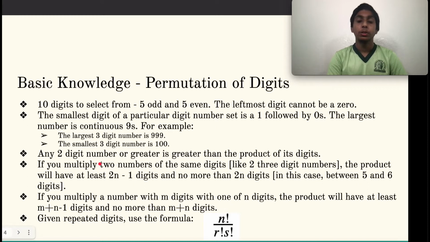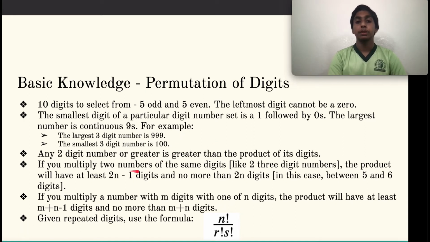Any 2-digit number or greater, so 2-digit number, 3-digit number, 4-digit number, and so on, is greater than the product of its digits. That's pretty self-explanatory. If you multiply the digits of a number, and it's above a 1-digit number, so it's greater than 10, then this should hold true. Basically, the number itself should be greater than the product.